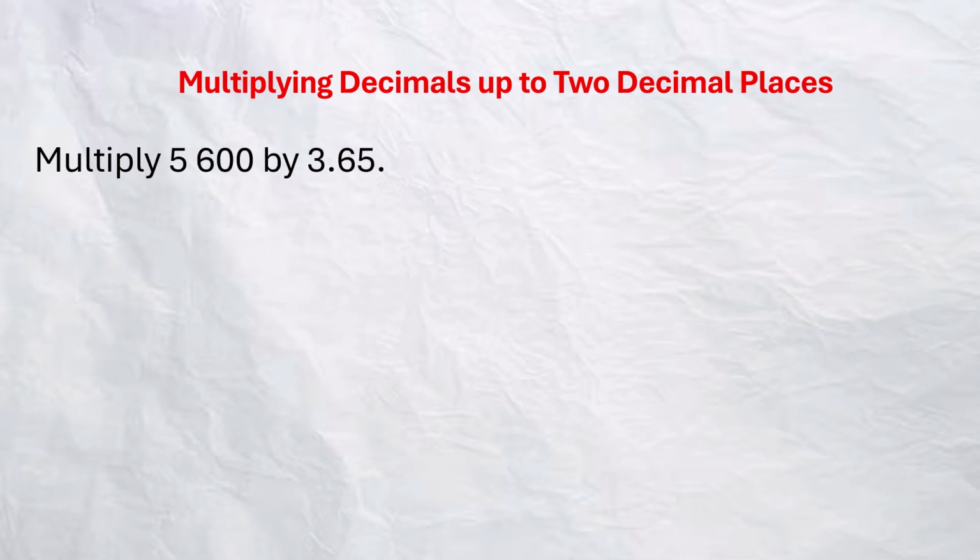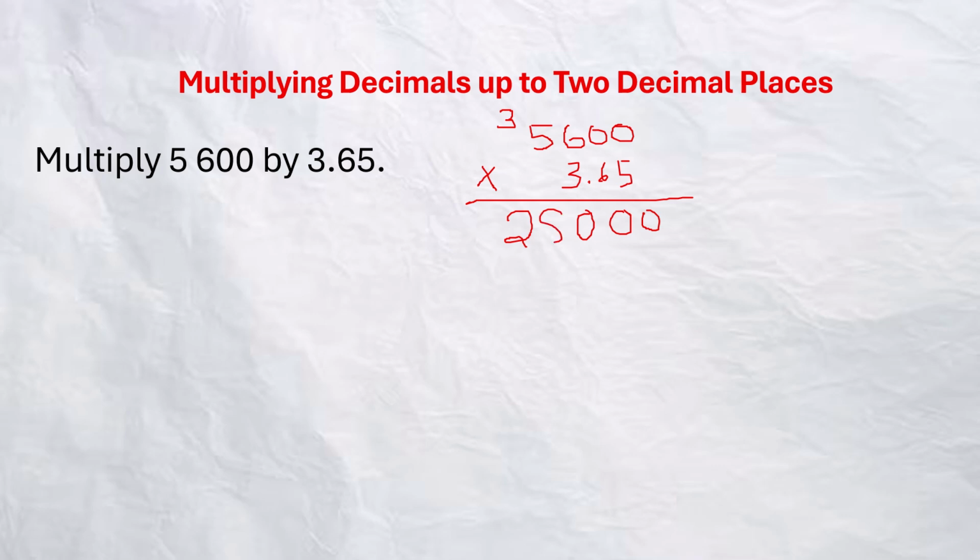Let us have the next one. So multiply 5,600 by 3.65. So we arrange our numbers vertically. So 3.65. So 5 times 0 is 0. 5 times 0 is 0. 5 times 6 is 30. Regroup 3. 5 times 5 is 25, plus 3 is 28.